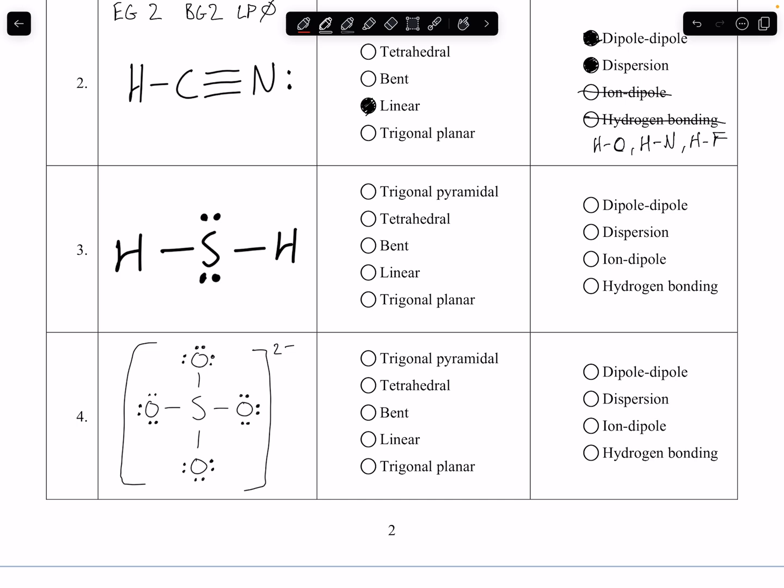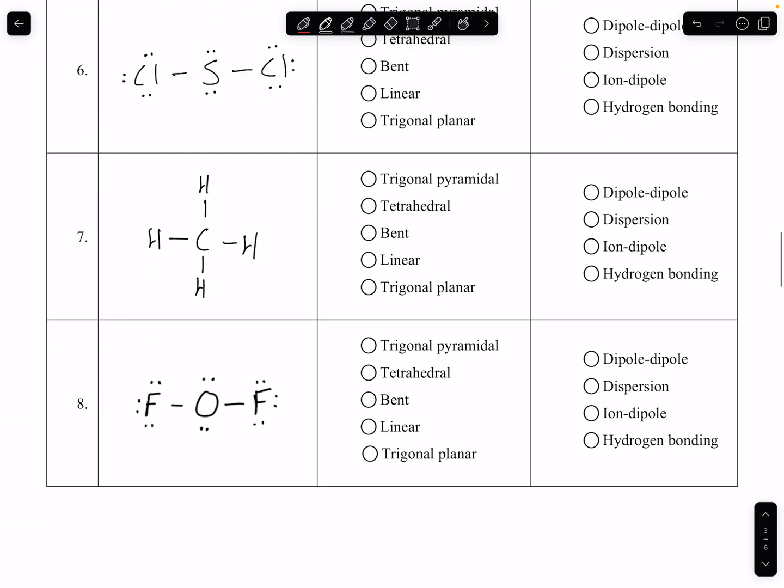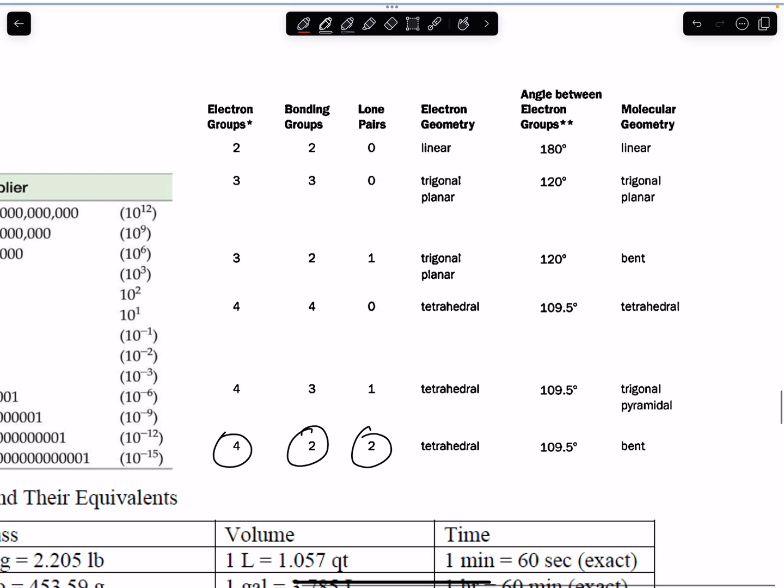So we got sulfur, and again we want to do electron groups, bonding groups, and lone pairs around sulfur. So each of these pairs of electrons, they're lone pairs, it'd be 2 lone pairs. But they also count as electron groups along with these bonds. So that's 4 electron groups. It's 2 bonding groups because there's 2 hydrogens. So if I look at this chart, looking for 4, 2, and 2. Now, tetrahedral, don't get distracted. Tetrahedral is the electron geometry. We're not looking for those. We're looking for the molecular geometry. So bent is the molecular geometry.